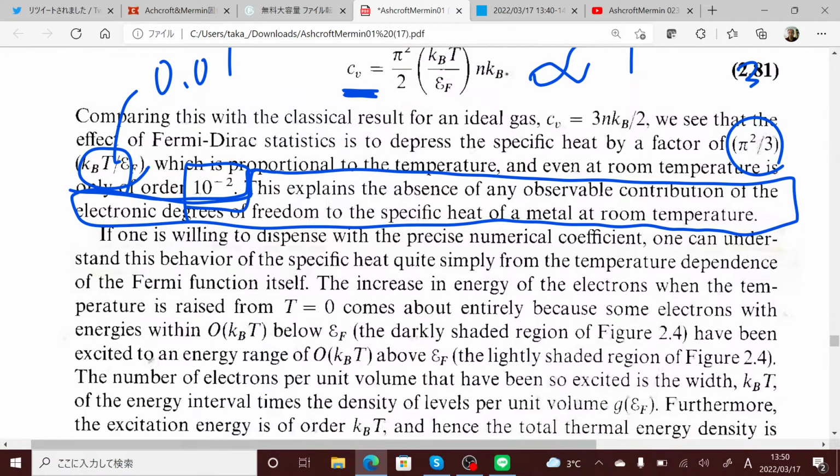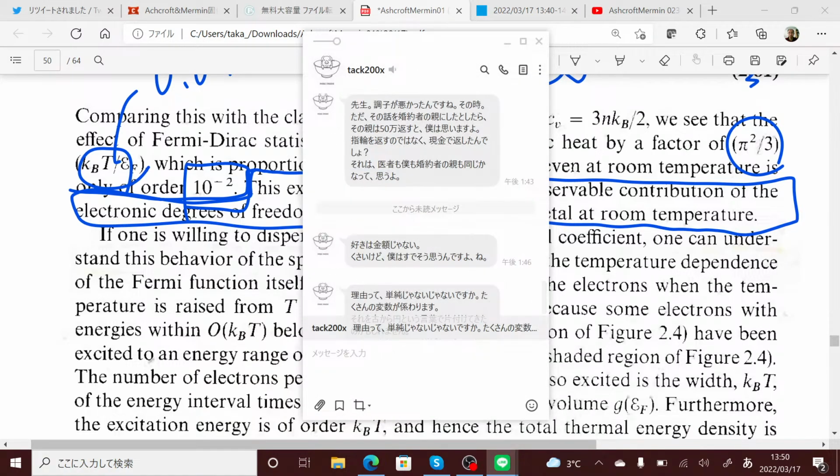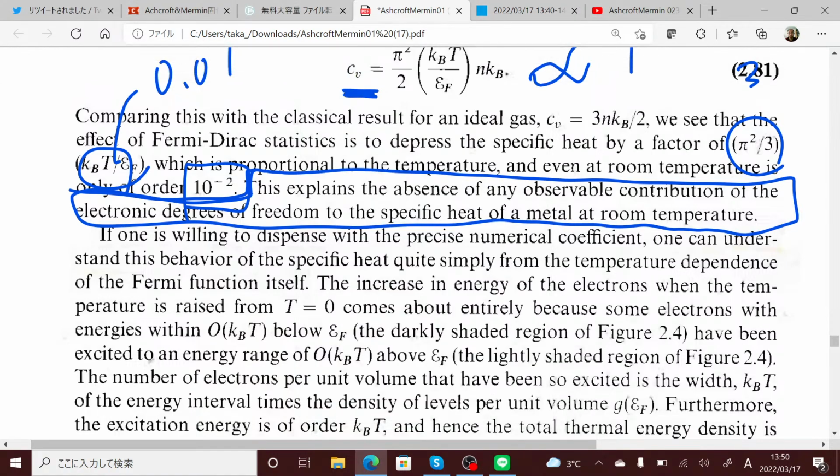If one is willing to dispense with the precise numerical coefficient, one can understand this behavior of the specific heat quite simply from the temperature dependence of the Fermi function itself.